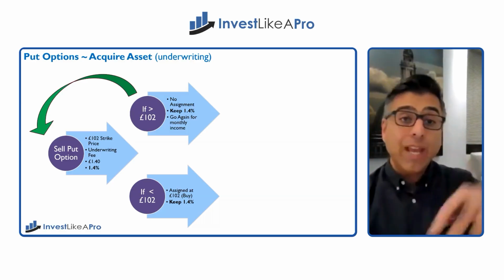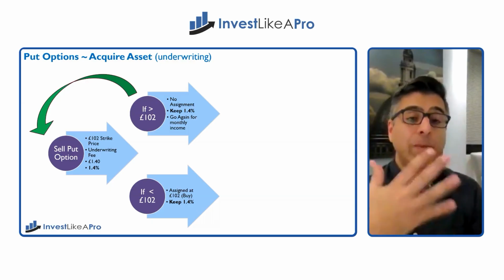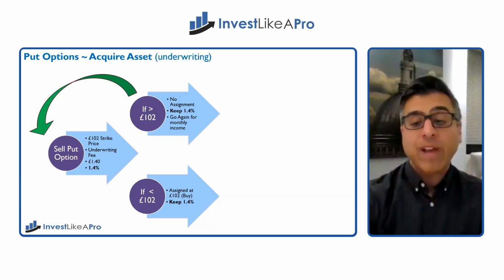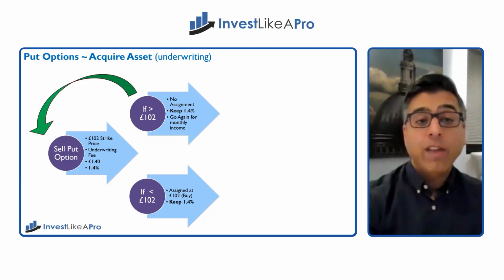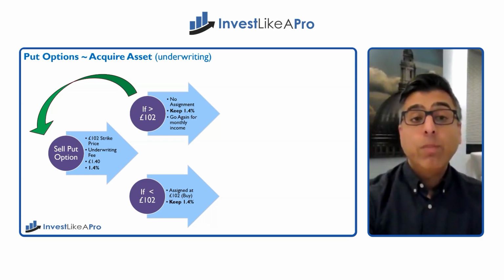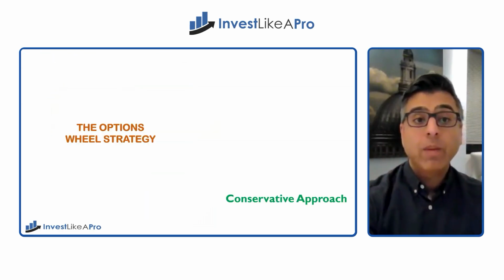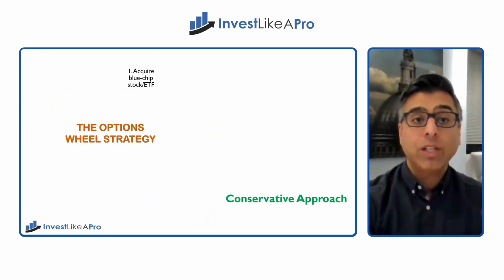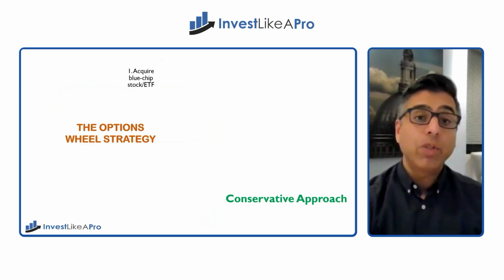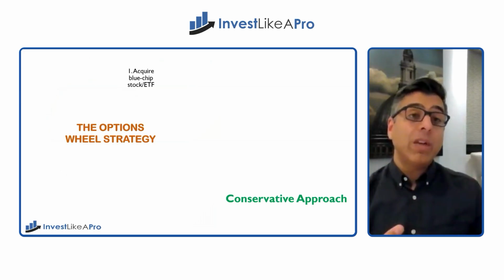When you put the two together, and we explain all this in a much slower step-by-step fashion, but I'm just giving you the full process in 5 minutes. So when you put the two together, both the call options and the put options, it becomes the options wheel strategy. Okay, it's a very conservative approach. It's safer and more conservative than buying the shares in the first place.